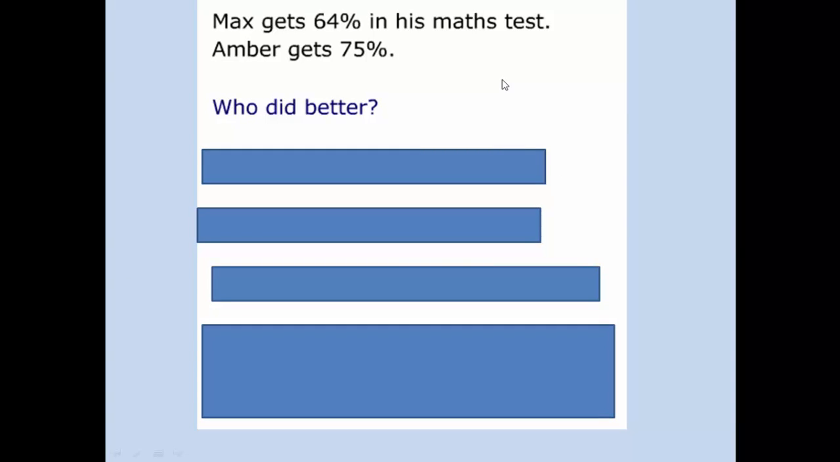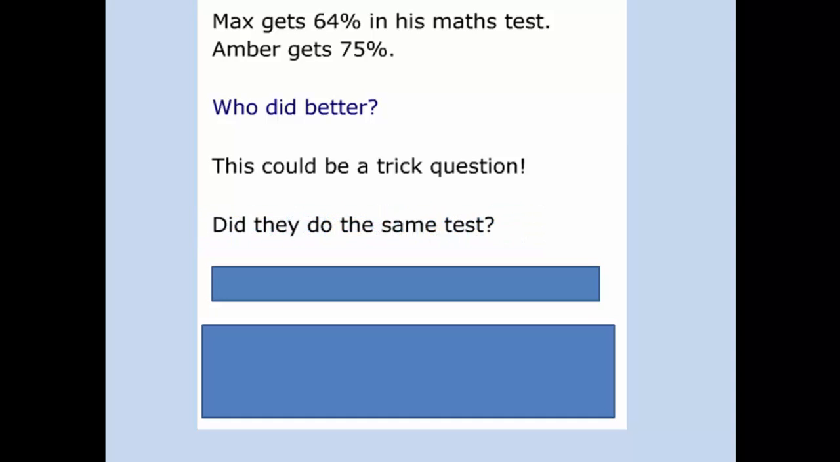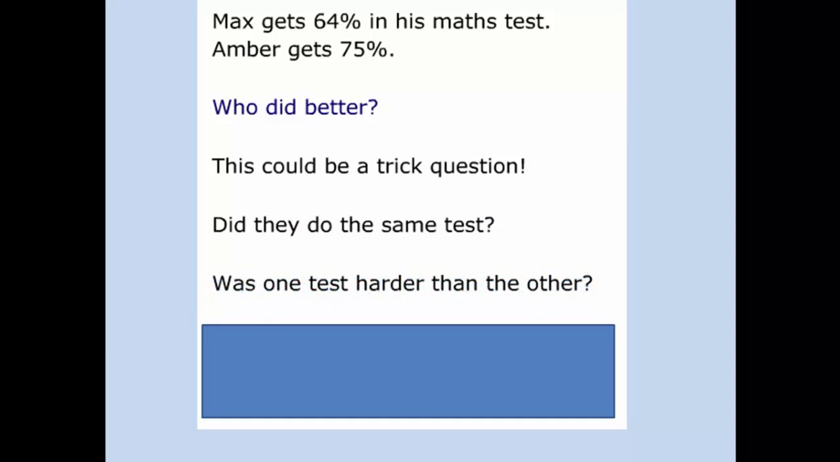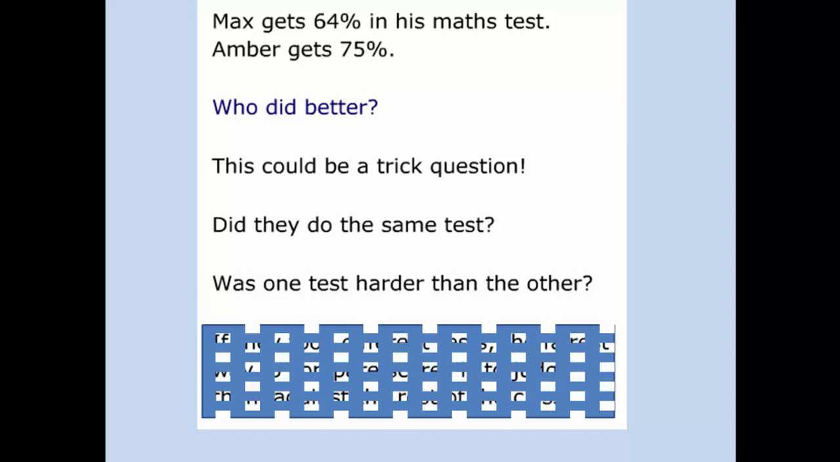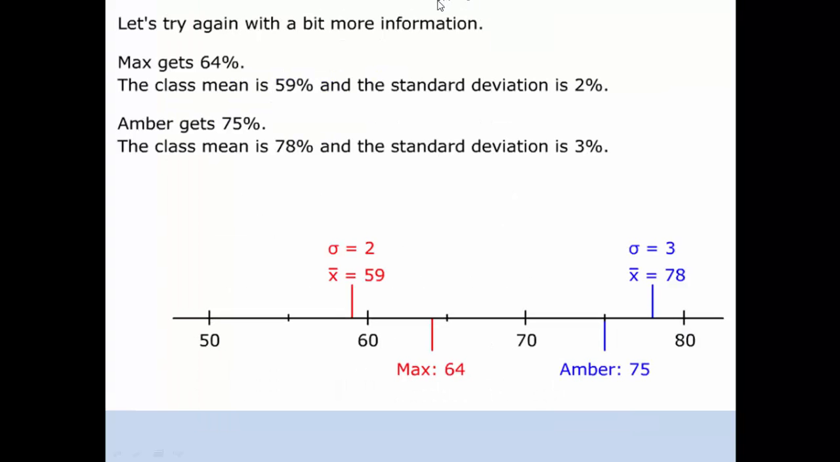Okay. Another example, here we've got 2 students and results in a maths test. We want to know who does better. Well, there could be all sorts of issues here, couldn't there? Was it the same test? Was one test harder than the other if it wasn't the same test? And if they did take different tests, the fairest way of comparing is to probably compare them against their class. But again, even that, without further information, is a bit hard to judge.